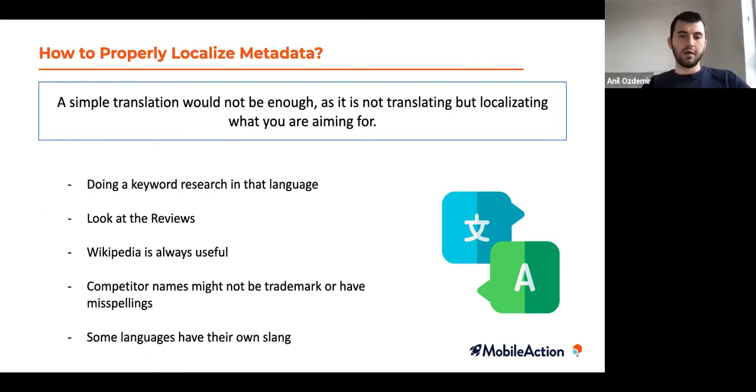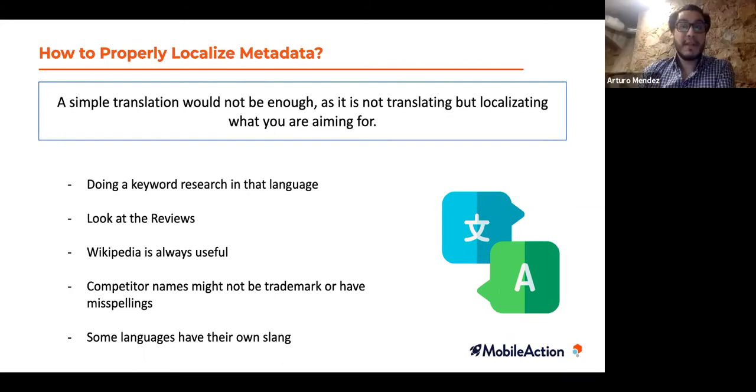Even for English-speaking countries, they use different terms to describe the same keyword in the UK and US, for example. This is why we should always do proper keyword research to catch these kinds of keywords. Yes, completely. I understand.